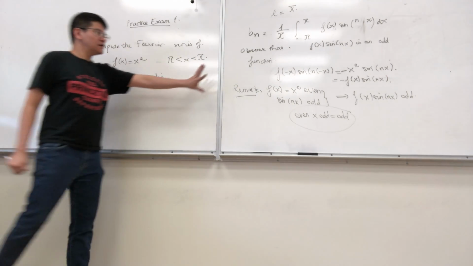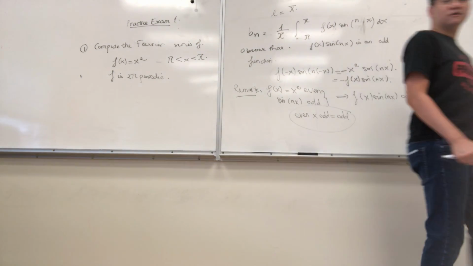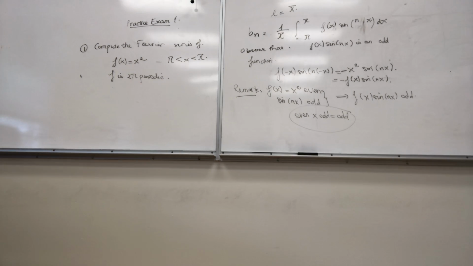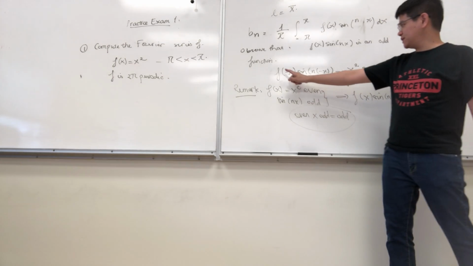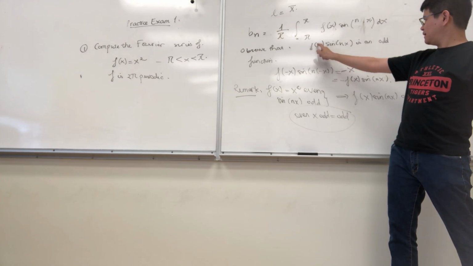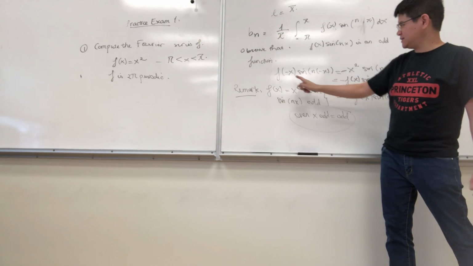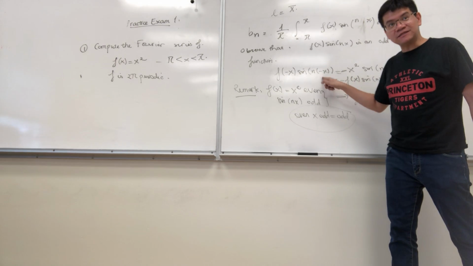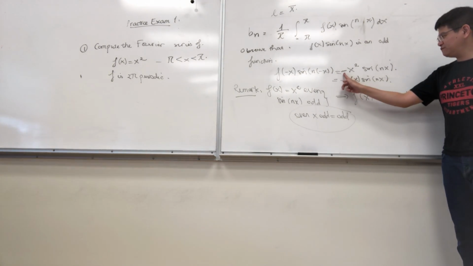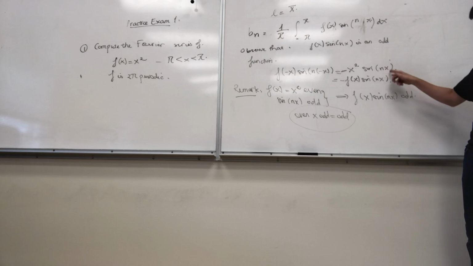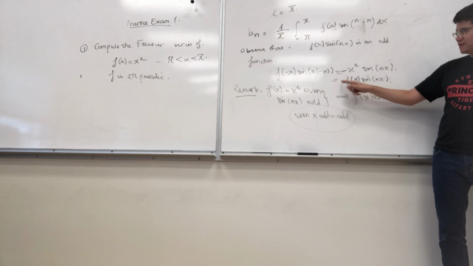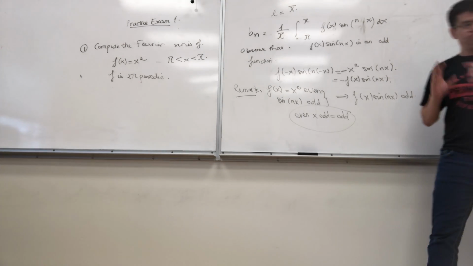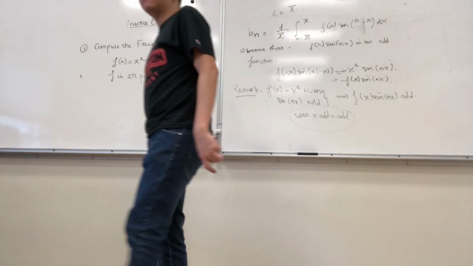Let me explain again. Before doing anything, the first thing that we have to do is to check if this is an even or an odd function. When I replace x with minus x, I'm gonna have f of minus x times sin of minus nx. So sin of minus nx will give you minus sin(nx), and f of minus x is x squared. So this gives you minus f(x) sin(nx), which means that in this case you have an odd function.